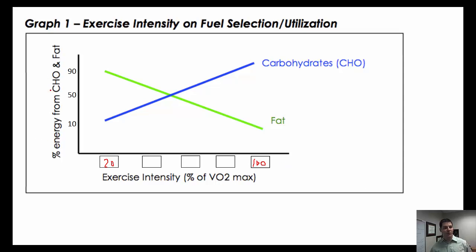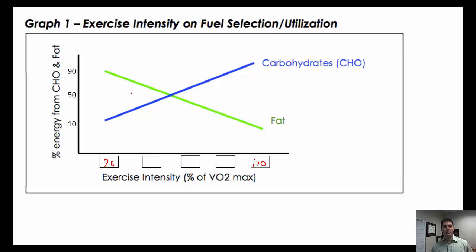As we then look at the graph, what we're going to do is look at percent of energy coming from both carbohydrates and fats. And I've labeled the y-axis here, about 10% at the bottom to 90% at the top. So ultimately we can look, for example, in this very first part of the graph at 20% of your exercise, you can say that the majority of substrate we're using would be fat and a very small amount of carbohydrates.